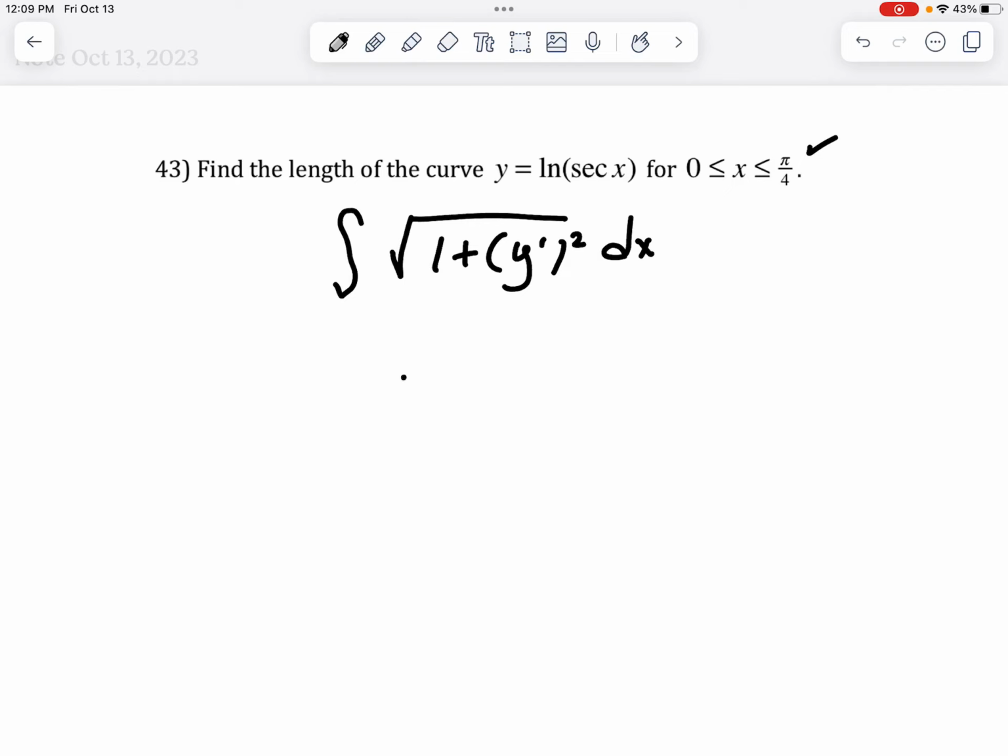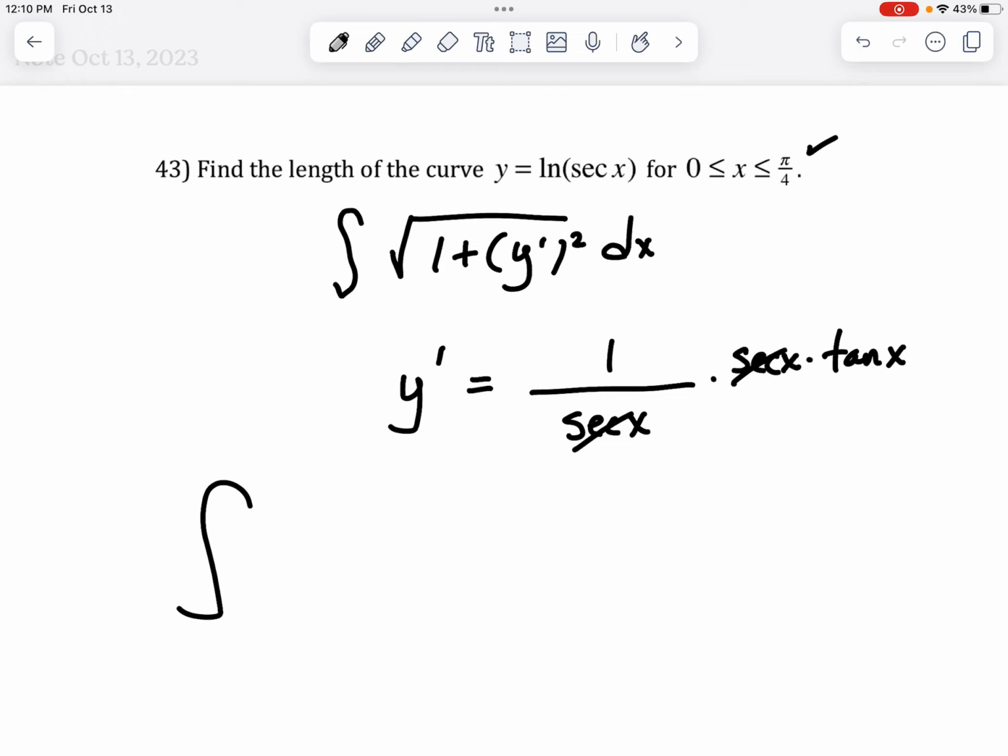So the derivative of natural log will be 1 divided by whatever the argument is, or whatever's in the parentheses, the old secant of x, and then take the derivative of the inside. The derivative of secant of x is going to be secant of x times tangent of x. And it just so happens that those two are going to cancel, so the derivative is equal to tangent of x.